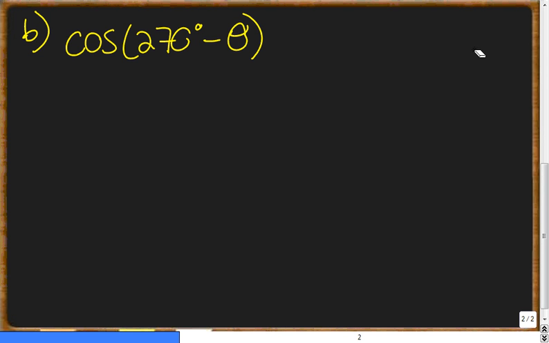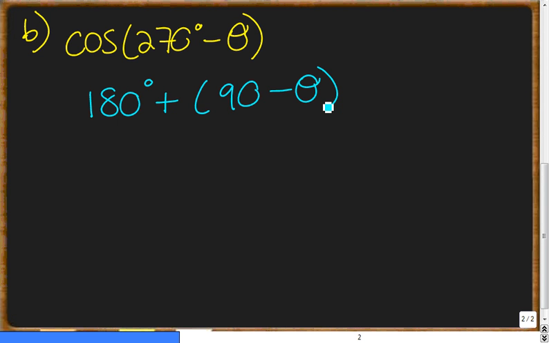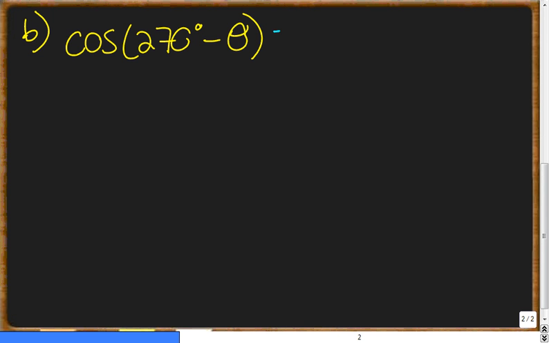So we know that if we were to try to convert this, okay, we can say that 180 degrees, if we were to add 90 minus theta to that, we end up with 270 minus theta. So we know that these two things can be equivalent to each other. So what we can say is that this is going to equal the same thing as the cosine of 180 plus 90 minus theta.